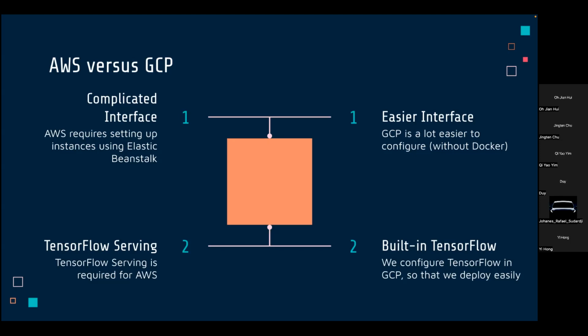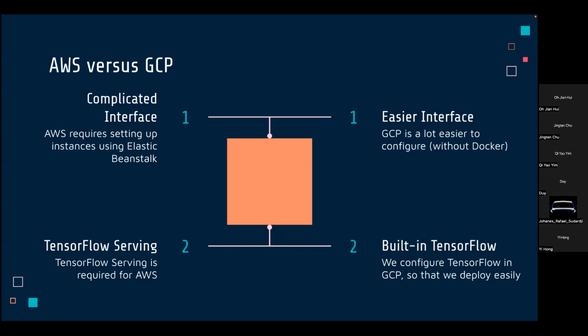Even I myself, who has deployed a few projects, still don't know what I'm really doing on AWS. But it's a lot easier on GCP because they are taking a lot of the backend stuff and simplifying it for you. Also, in GCP, there's built-in TensorFlow. As shown just now by Joseph, we can just upload our model and then GCP takes care of the rest. However, for AWS, we don't necessarily have that.